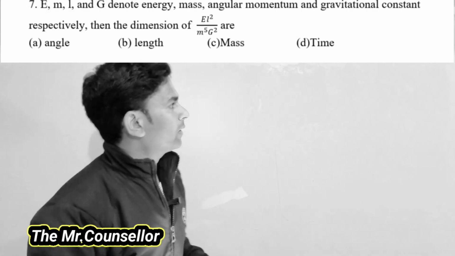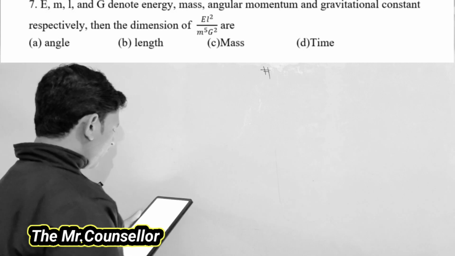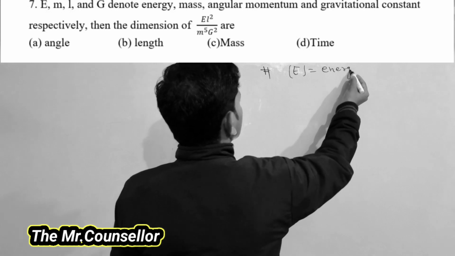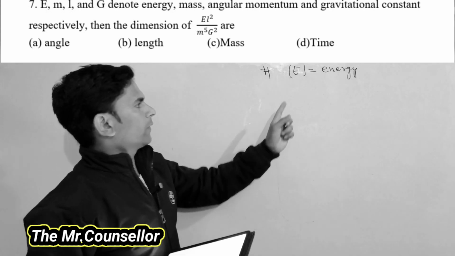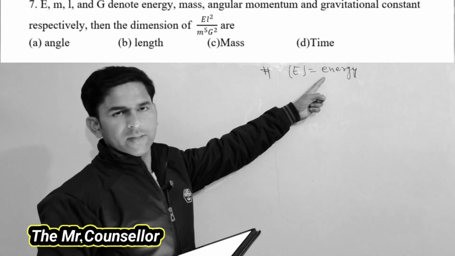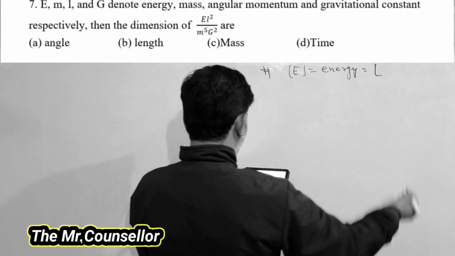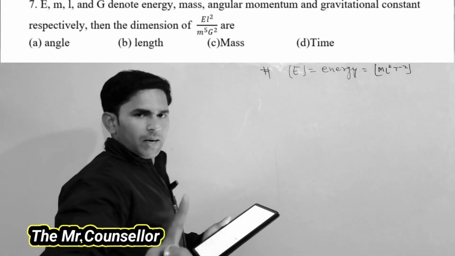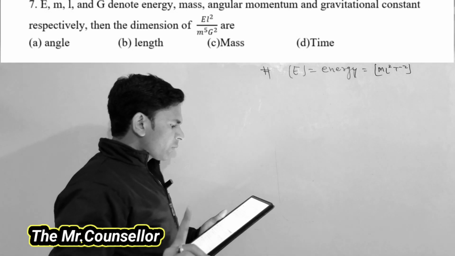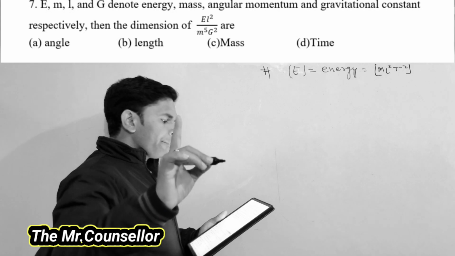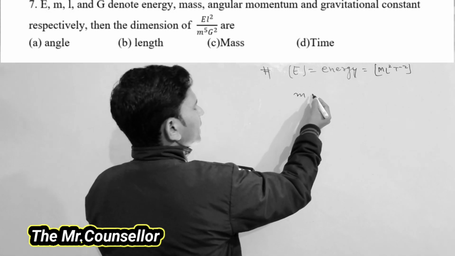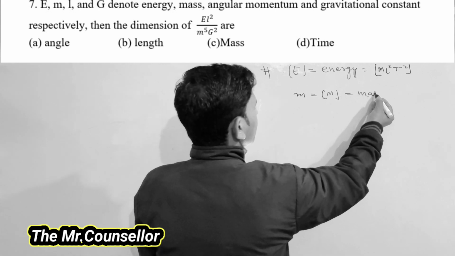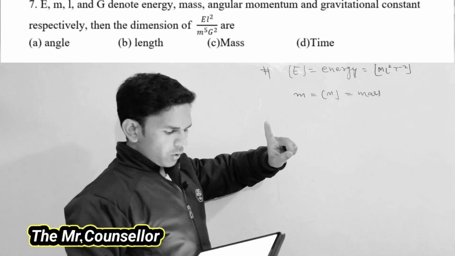So now what are they telling? First, what is given? You can see E is basically showing energy. So we can write the dimensional formula of the energy. Is it okay or not? So the dimensional formula of energy you know very well, m L square T minus 2. Pakka? Pakka. And second, small m means mass. So the dimensional formula of mass is capital M. Is it okay or not?